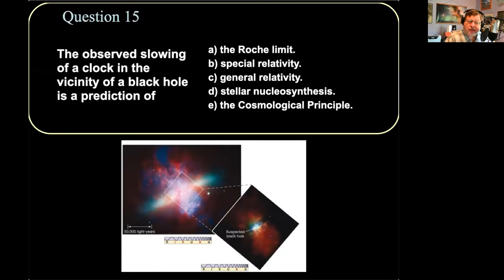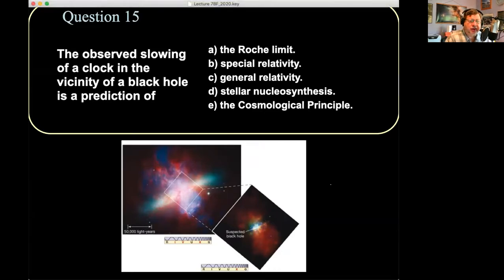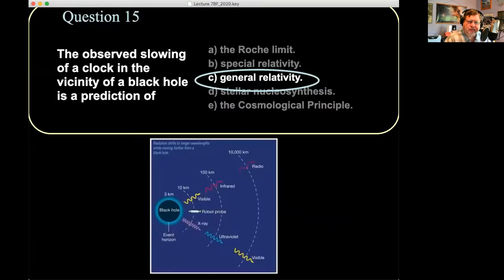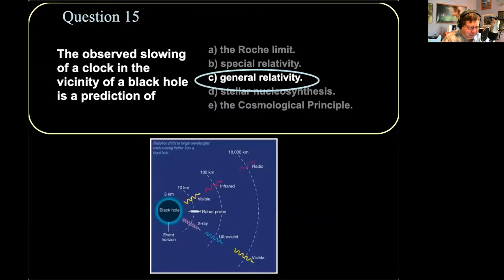So there's some confusion here. The observed slowing of a clock in the vicinity of a black hole is a prediction of... So certainly the manipulation of time is true in both special and general relativity. But slowing of the clock in the vicinity of a black hole is because the black hole has a very strong gravitational field. And gravity is the purview of general relativity. Okay? And we'll be talking about black holes later in this course.